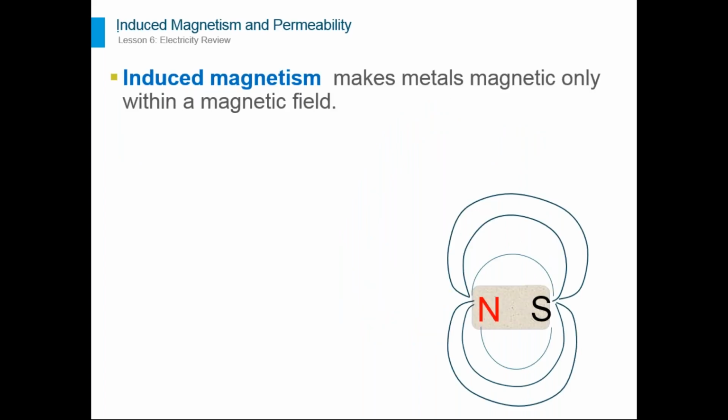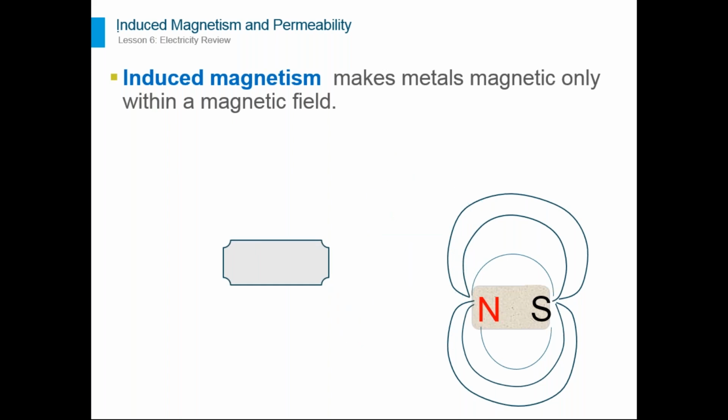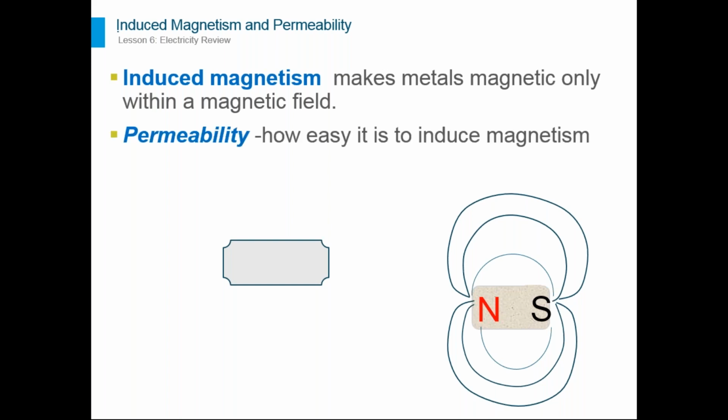If a piece of iron or one of its alloys is put into a magnetic field, that piece of metal becomes magnetic. When it is removed, it loses its magnetism. Magnetism that only comes from being placed in a magnetic field is called induced magnetism. Different alloys can be induced more or less easily. We call the measure of how easy it is to induce the magnetism permeability.